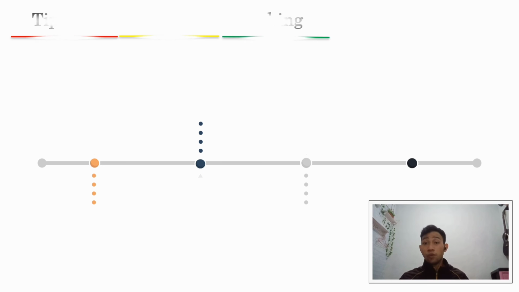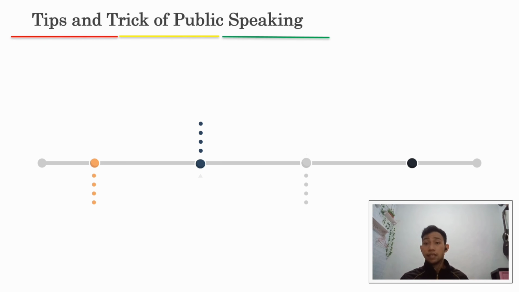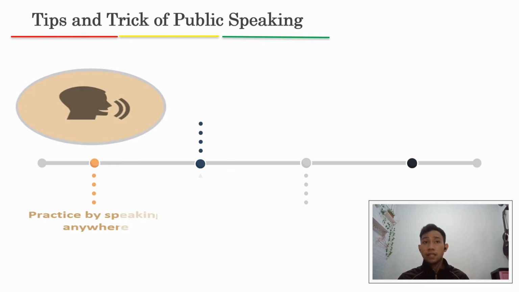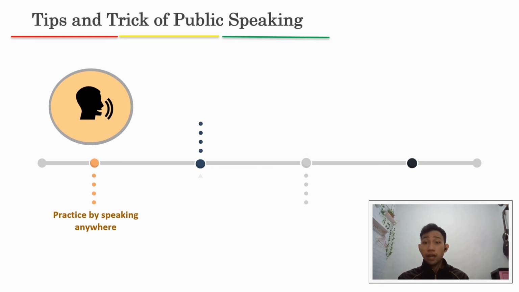On this slide, we want to talk about the tips and tricks of public speaking. Number 1, practice by speaking anywhere. Take advantage of the time we have to practice. Wherever we are, if we have free time, don't forget to keep practicing, because practice won't make you perfect, but it will make you much better than before.